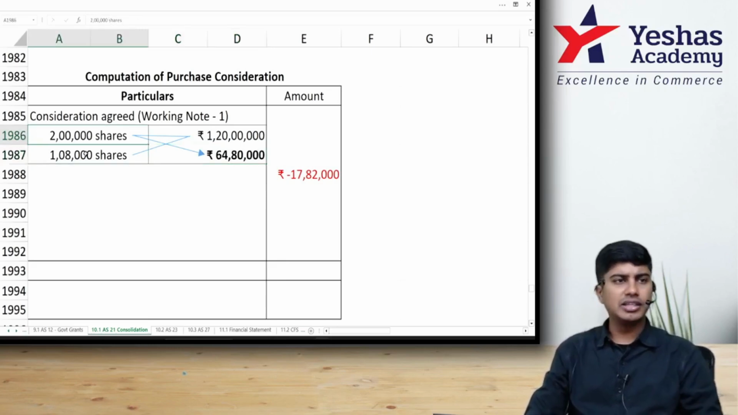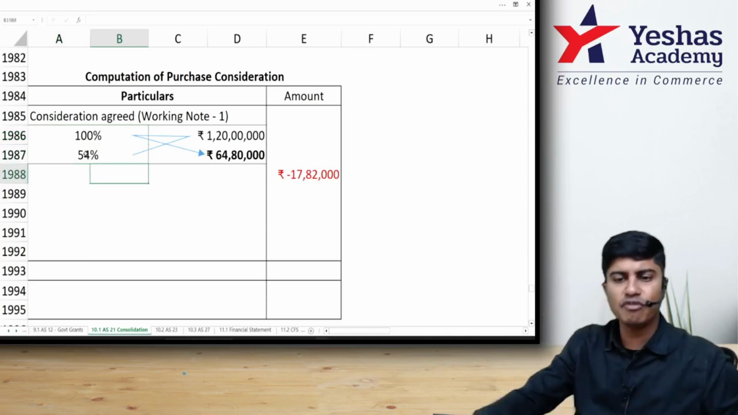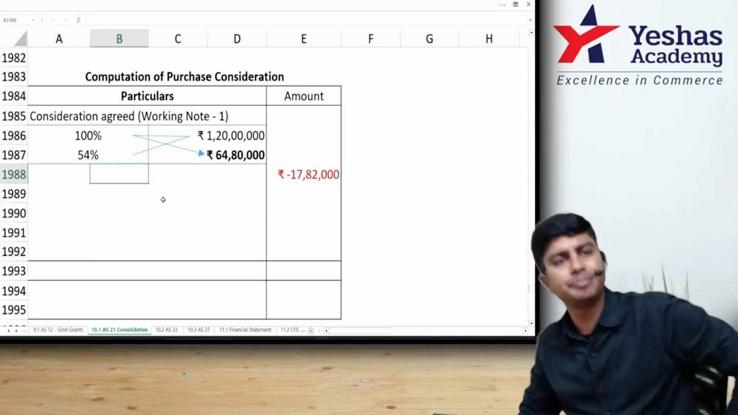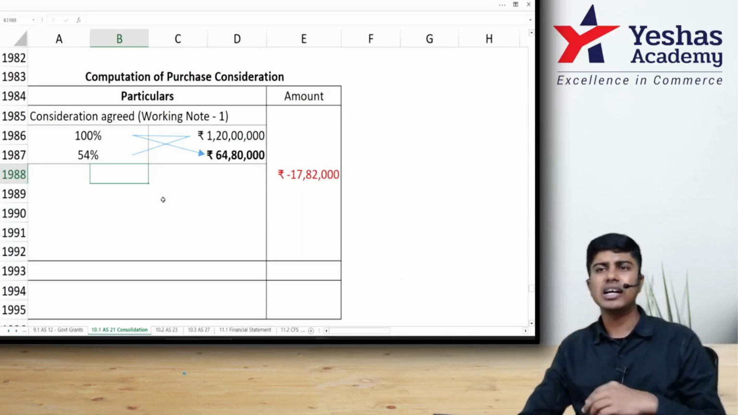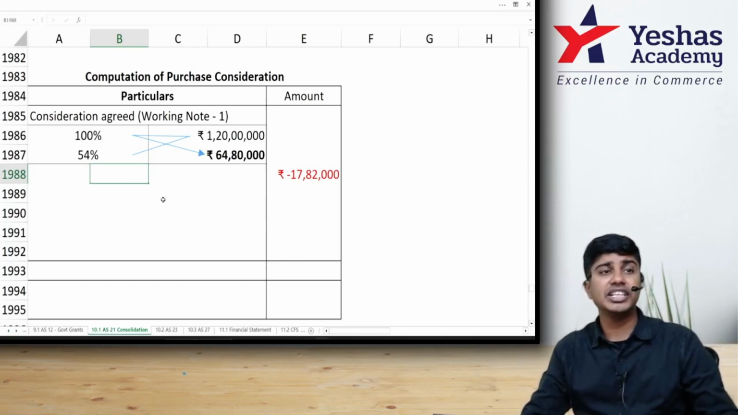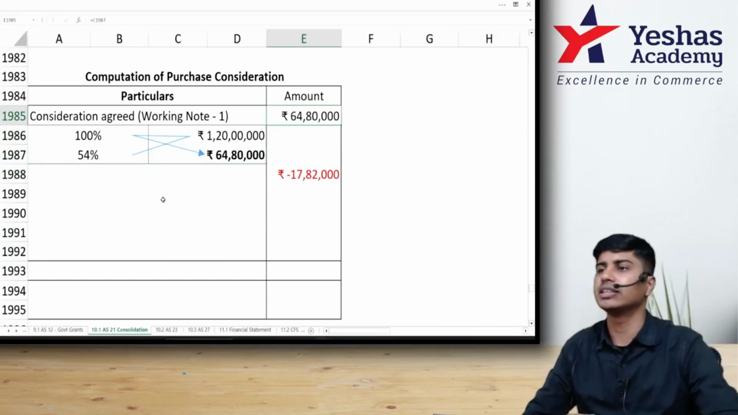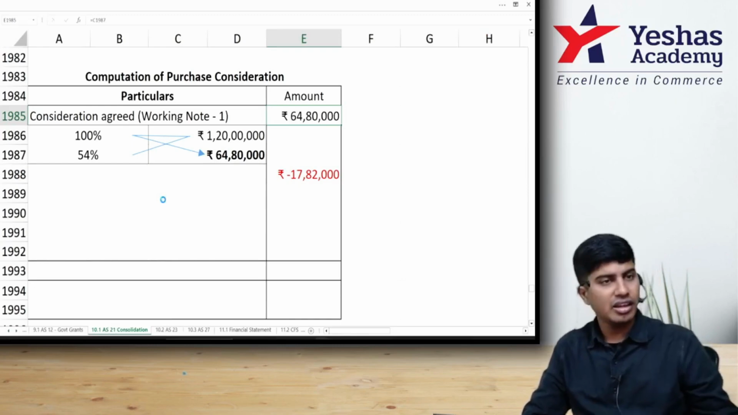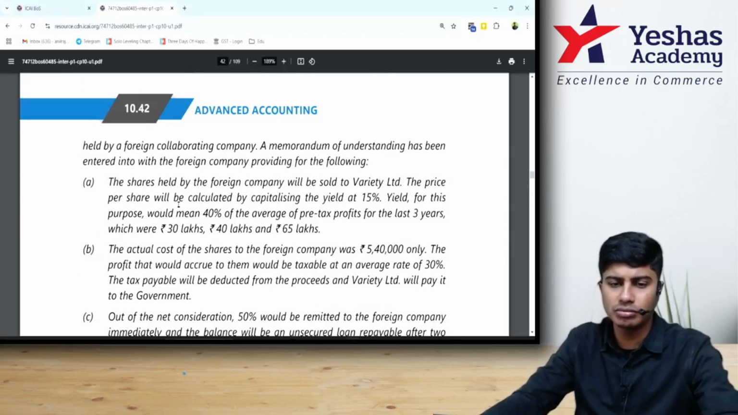If you did not like this, we can do it differently. I can write here 100% value is 1 crore 20. 54% value is how much? Do 54 into 120 divided by 100. You got 64 lakh 80. So how much is the consideration that I am agreeing to pay? 64 lakh 80. Everyone understood till here? Read the question further. A adjustment is over.